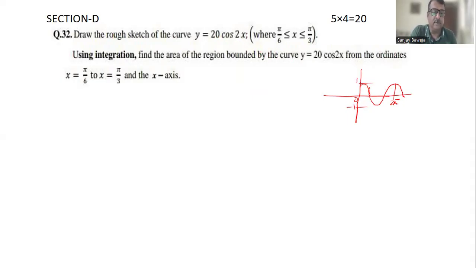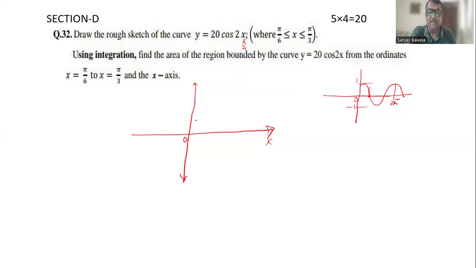Now one point is very, very important, the point at which the graph intersects the x-axis. In this case, you will see if I put pi by 4 in place of x, I'll get cos pi by 2 and cos pi by 2 becomes 0. So it means the graph intersects x-axis at x is equal to pi by 4 and pi by 4 lies between pi by 6 and pi by 3. So that gives us the fair idea how to draw the graph of this function, right?